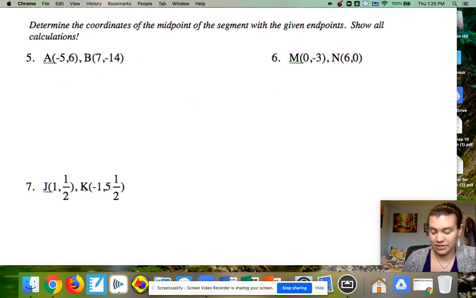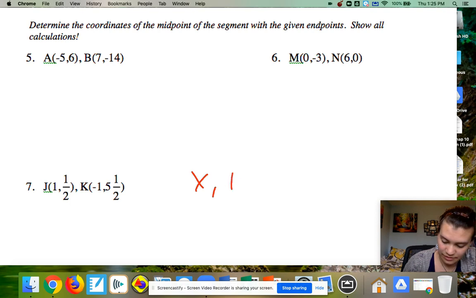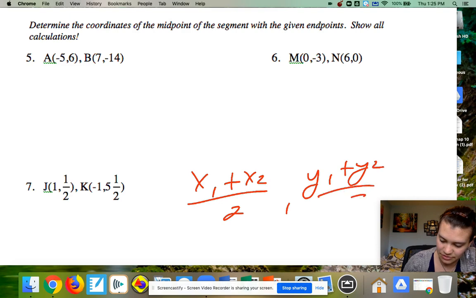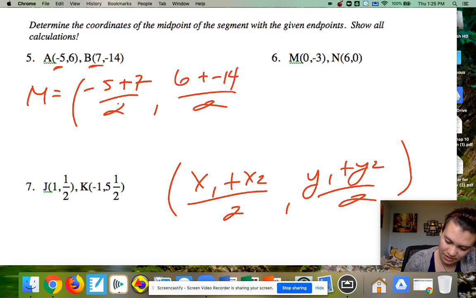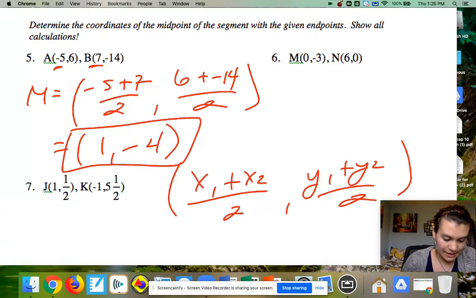So we want to find the midpoint. So we're going to use the midpoint formula, which is x1 plus x2 all over 2, y1 plus y2 all over 2. So this first one here, if we want to find the midpoint, we want x1 plus x2, so -5 plus 7 all over 2, and then 6 plus -14 all over 2. And then you can simplify these, and you should get 1 and -4. That's the same idea for the other two.